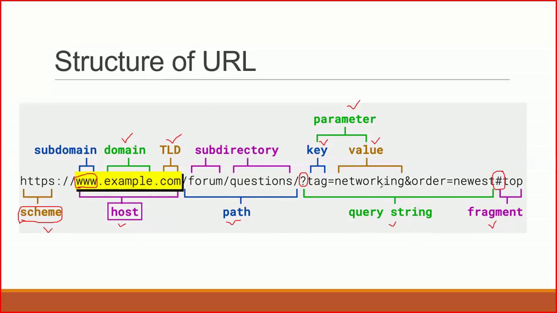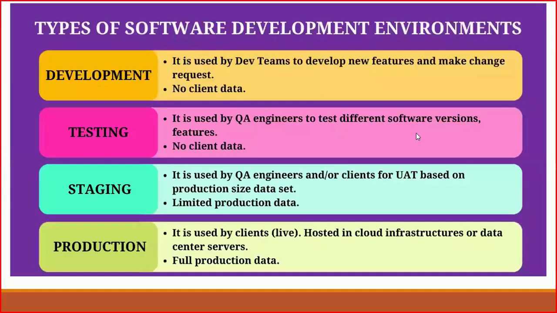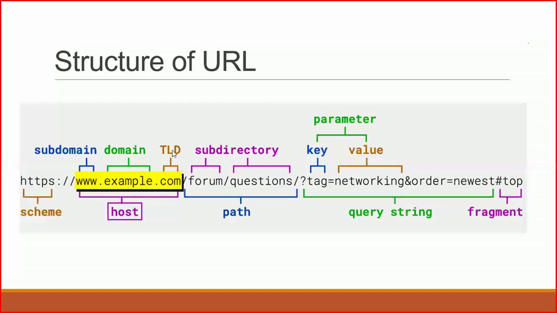So these are the basic points that you need to know about the structure of a URL. Once you are good with the structure of a URL, we need to know the next part, that is the types of environments that we are going to have. In software, different teams are going to use different types of environments. For each and every environment, the URL is going to be different. Whatever URL we discussed over here is different for each and every environment.